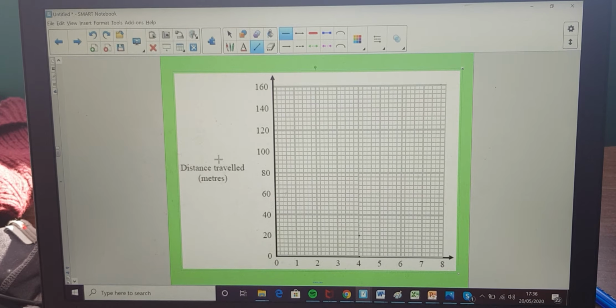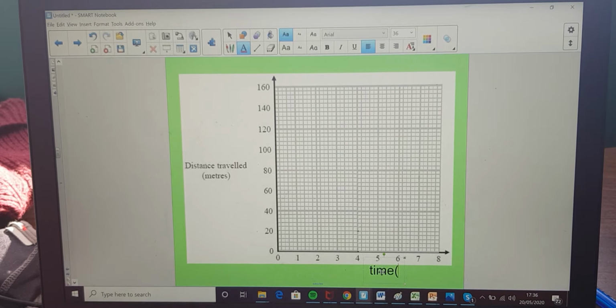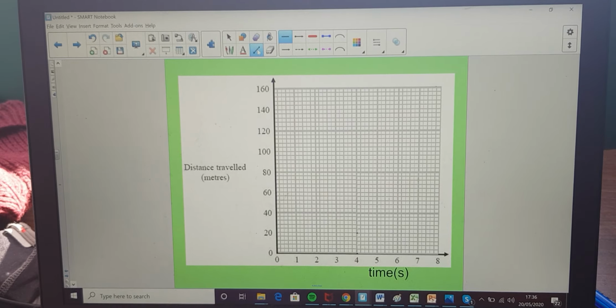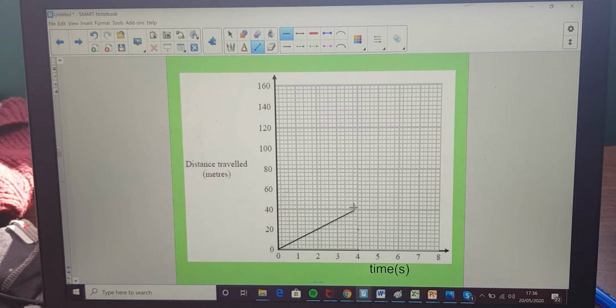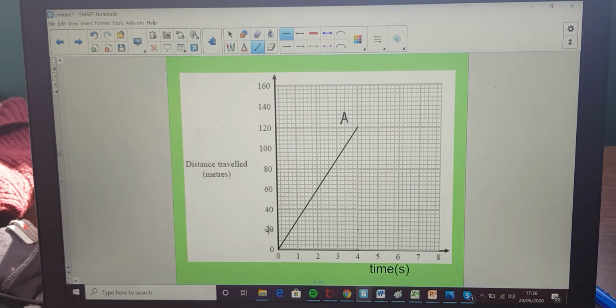Right, here we have distance travelled in meters, and that should say time in seconds. So let's just look at some scenarios. If I said that there were two people, let's say they both started from home, so the distance travelled, and then this person here, let's just call that person A. And let's have a look at another journey. So let's look at this one here. Let's call this person B.